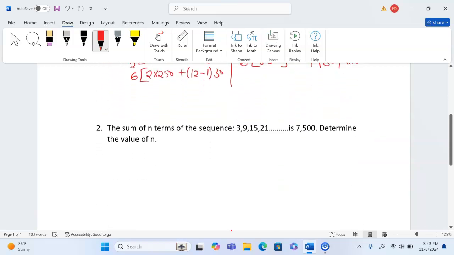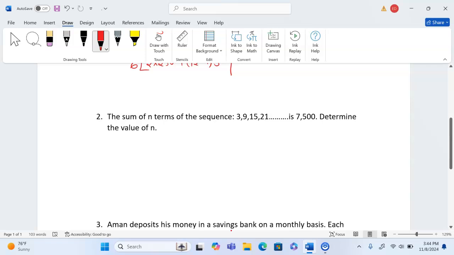Question number 2. The sum of any terms of the sequence, that is 3, 9, 15, 21 is 7,500. Determine the value of n. We know from the sequence that the first term is usually a and the first term is 3. The common difference is going to be 9 minus 3 or 15 minus 9 or 21 minus 15, giving us a common difference of 6.